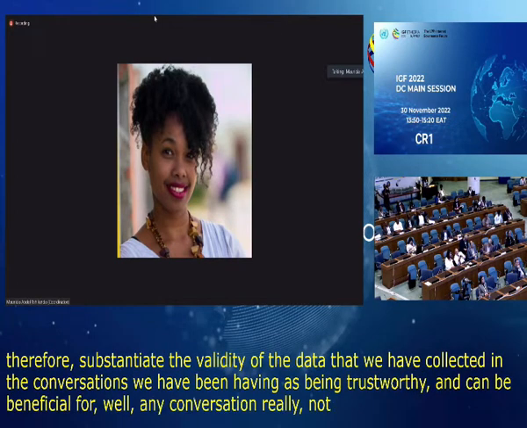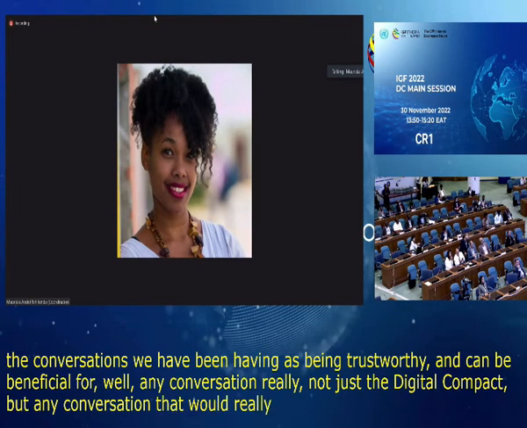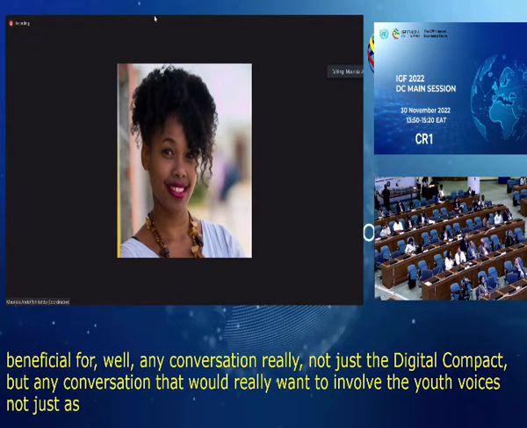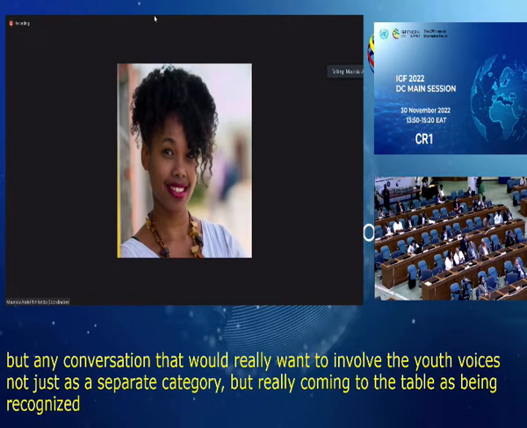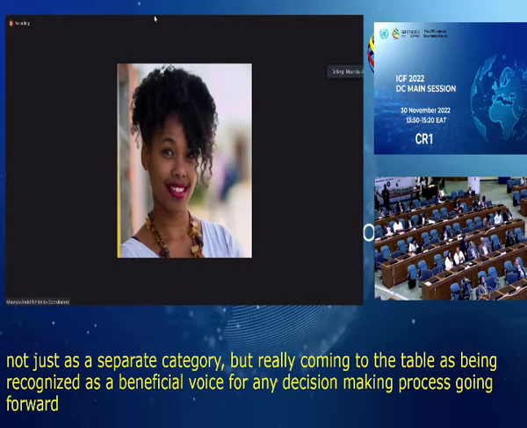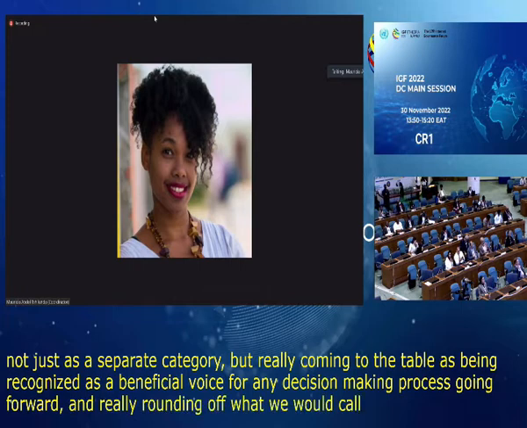compact, but any conversation that would really want to involve the youth voices, not just as a separate category, but really coming to the table as being recognized as a beneficial voice for any decision-making process going forward. And really rounding off what we would call a multi-stakeholder approach to problem solving in the internet ecosystem.